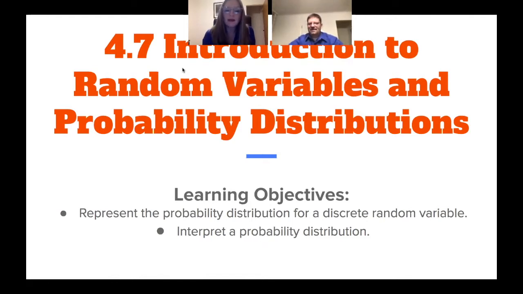Okay. Well, a couple of learning objectives here. Represent the probability distribution for a discrete random variable. What the heck does that mean? And then also interpret a probability distribution. Also, what does that mean?